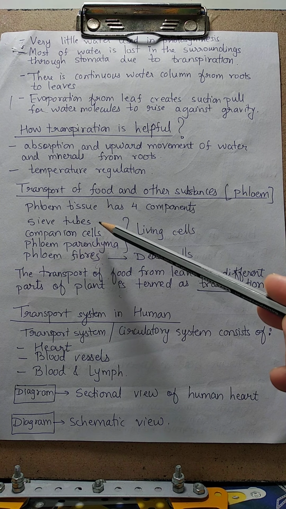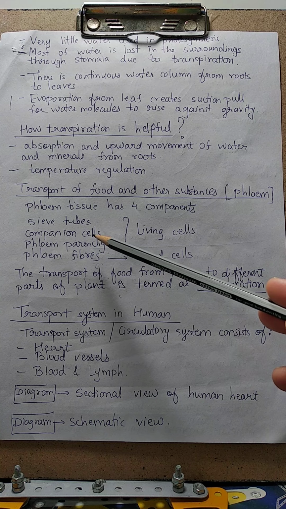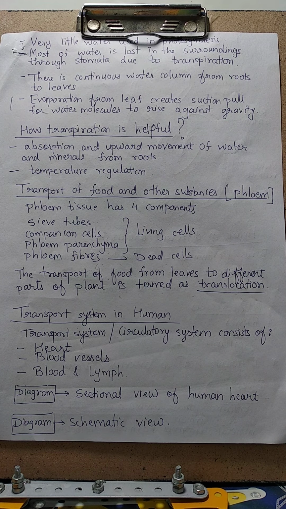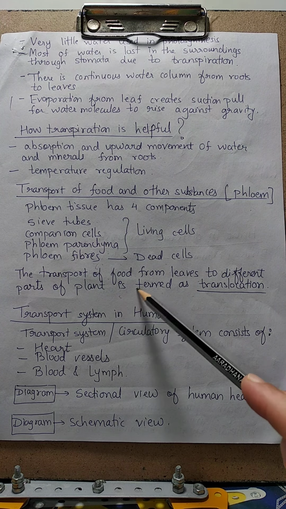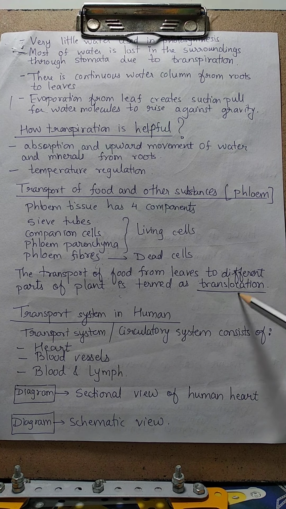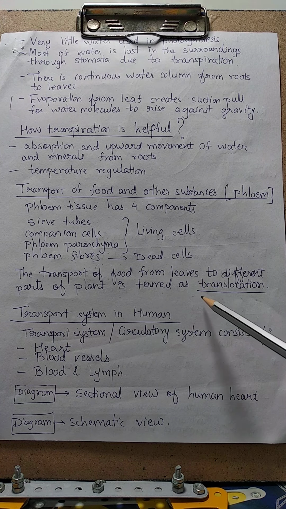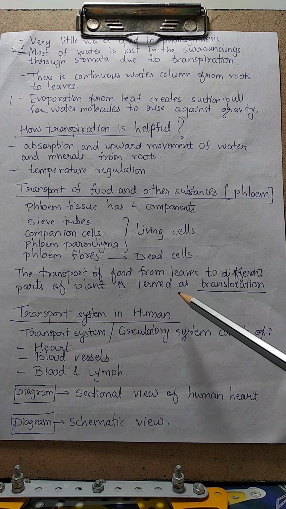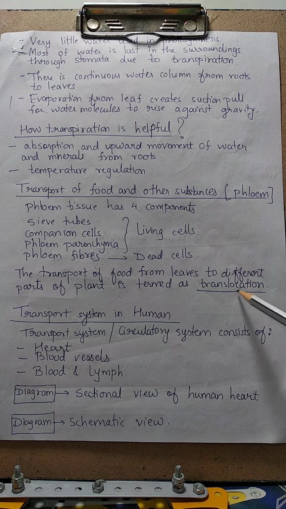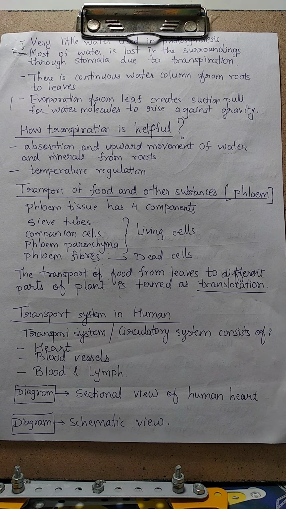The sieve tubes are arranged one above the other to form a pipe-like or channel-like structure through which food gets transported. Now, the transport of food from leaves to different parts of the plant is termed as translocation. This transport of food and other substances is called translocation.